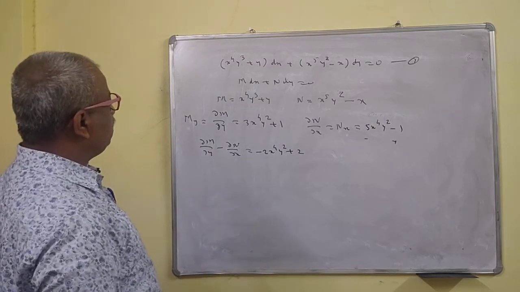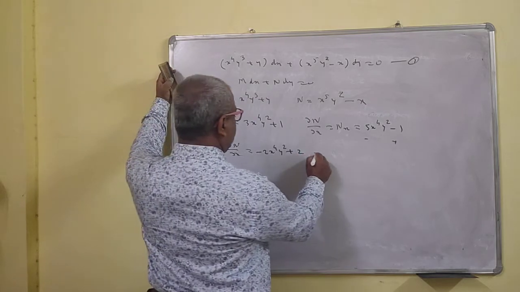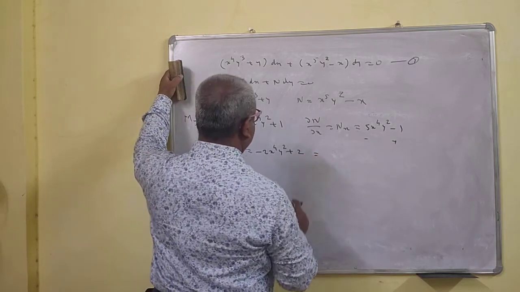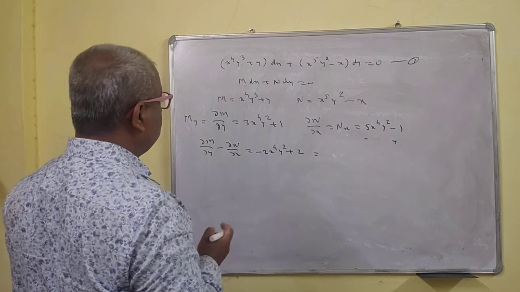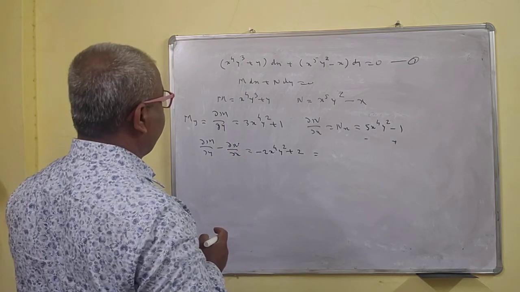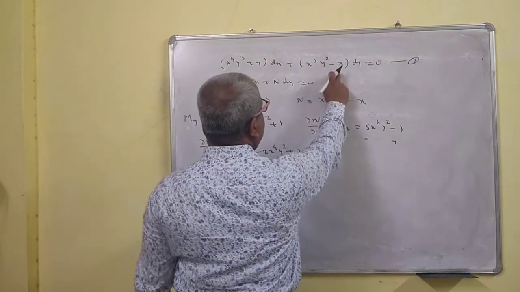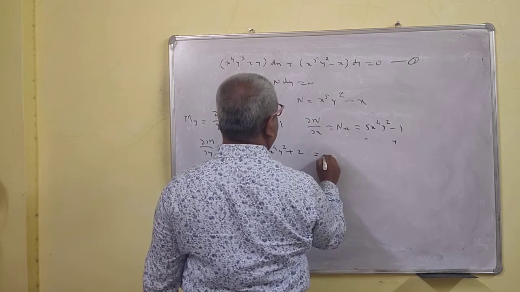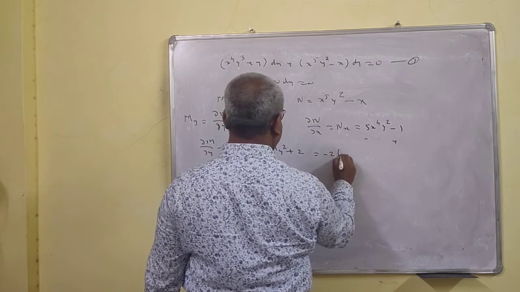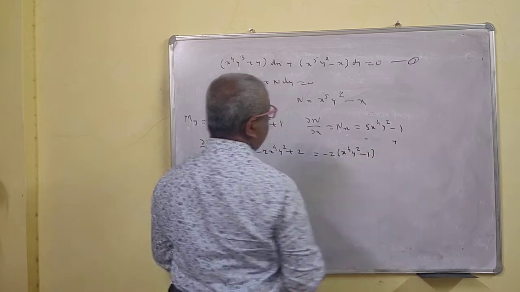Here we take minus 2 common, so we get minus 2 times (x^4 y^2 minus 1).